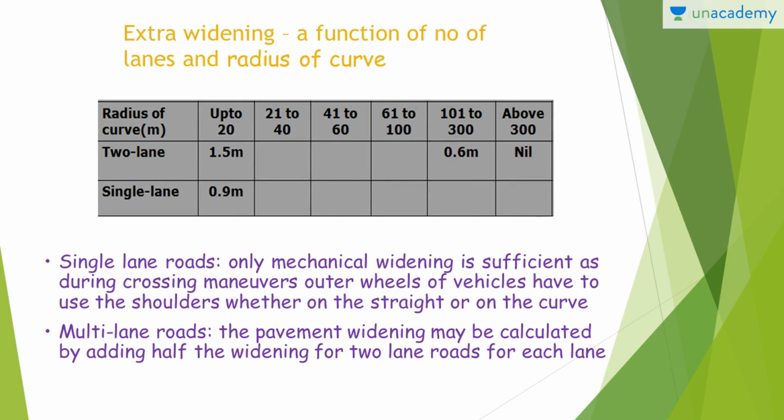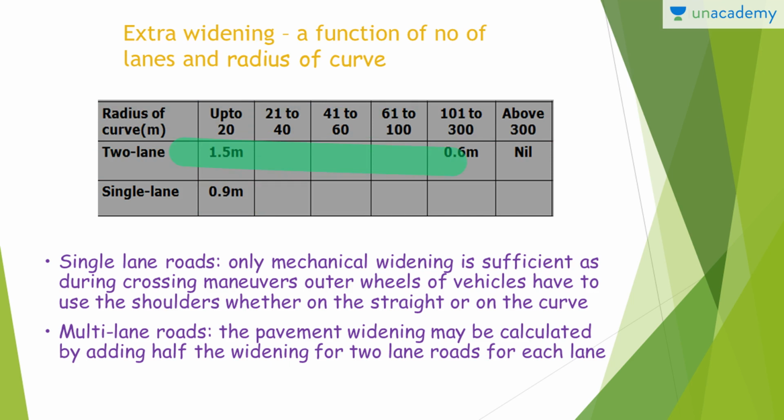Now, extra widening, as I told you, is a function of number of lanes and radius of the curve. Over here you can see there is a small table in which there is a radius of curve, and you have 2-lane or single lane, basically the number of lanes. If the radius of curve is up to 20 meters, in that case for 2 lanes you have an extra widening of approximately 1.5 meters, and in case of single lane an extra widening of approximately 0.9 meters. And if the radius of curve increases, similarly for the 2 lane this decreases.